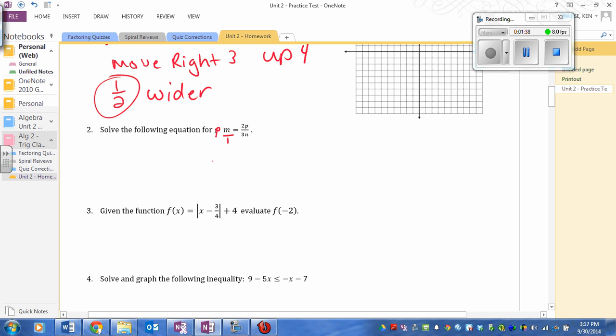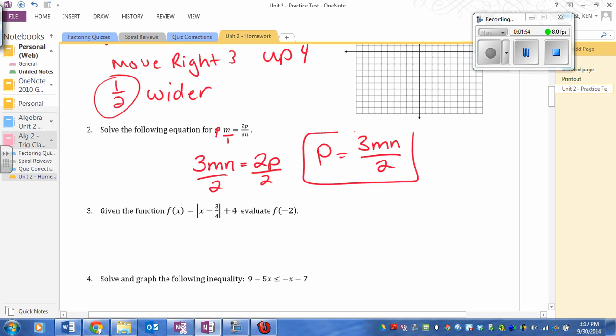So we're going to put this over 1. We're just going to cross multiply. So I get 3mn equals 2p. If I want to solve for p, I just divide by 2. So I get p equals 3mn over 2. Solution.